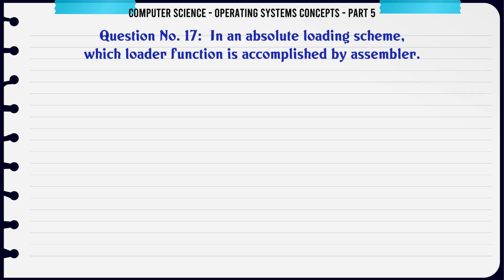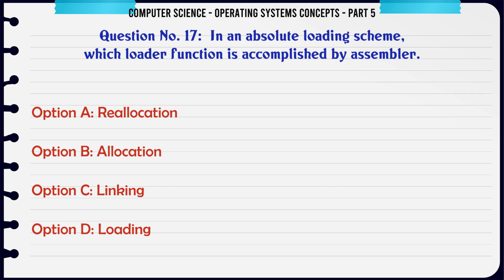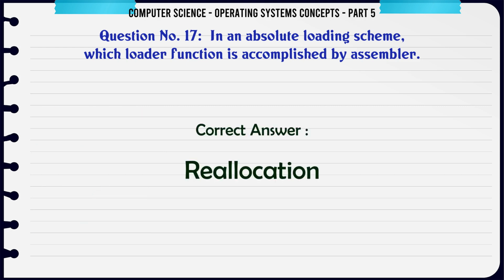In an absolute loading scheme, which loader function is accomplished by the assembler? A. Reallocation. B. Allocation. C. Linking. D. Loading. The correct answer is reallocation.